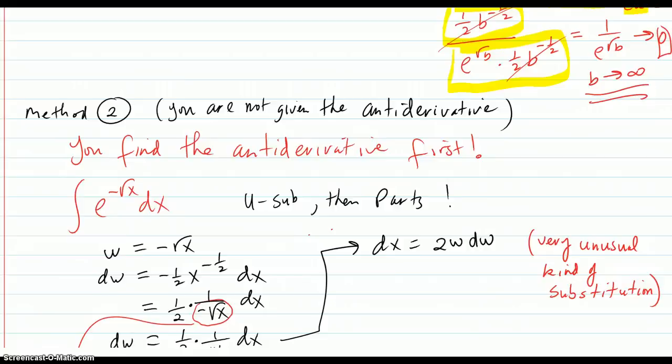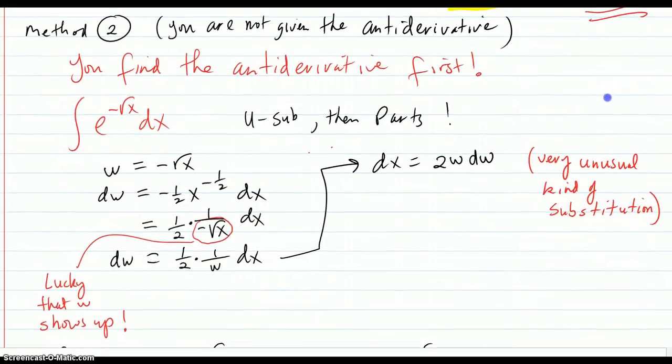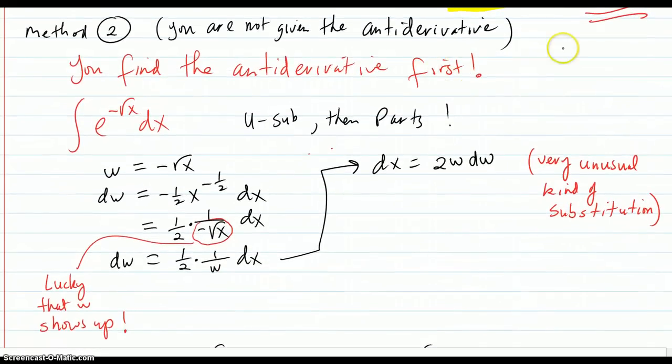Method 2, you have to do it all the way from scratch and find the antiderivative yourself. This is a very peculiar type of problem, as it turns out, because you have to use substitution, and then you're going to end up using parts. So this is what it's going to come down to.